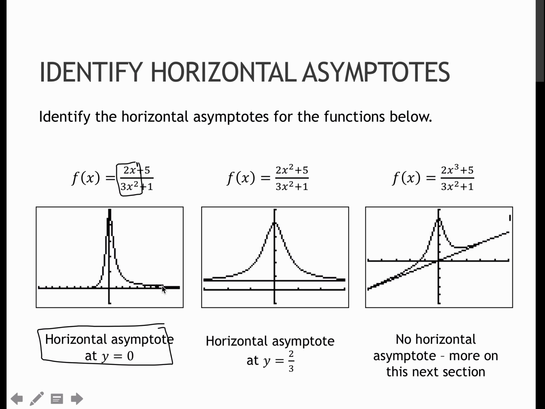So notice in this graph, this is approaching 0, this is approaching 0. So that's going to happen every time that the degree of the denominator is larger.